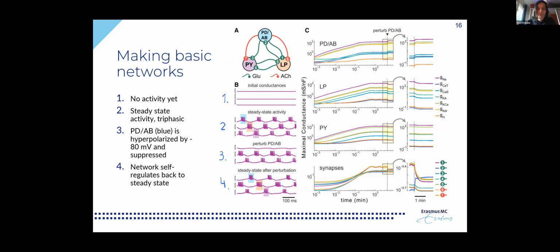But then when we give it a little bit of time, as you can see on the right side of this image, the conductances will change after this perturbation, this experiment that we did. And the network will be able to self-regulate back to its steady state. At number 4, you can see the blue neuron firing again.